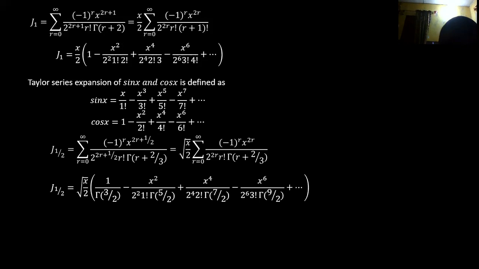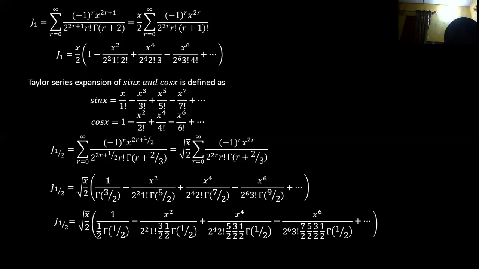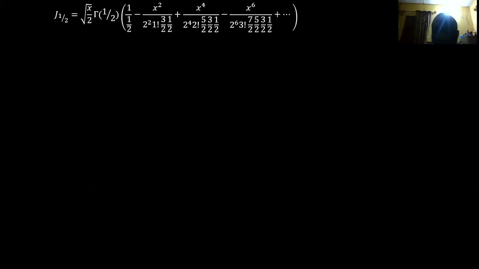Now let's simplify those gamma functions. Γ(3/2) will be 1/2 Γ(1/2). Γ(5/2) will be 3/2 times 1/2 Γ(1/2). Γ(7/2) will be 5/2 times 3/2 times 1/2 Γ(1/2). Γ(9/2) will be 7/2, 5/2, 3/2 times 1/2 Γ(1/2). We now see that Γ(1/2) is common, so I can factorize out Γ(1/2).